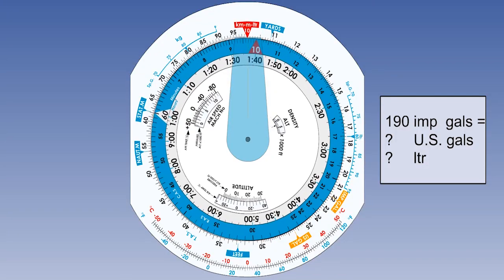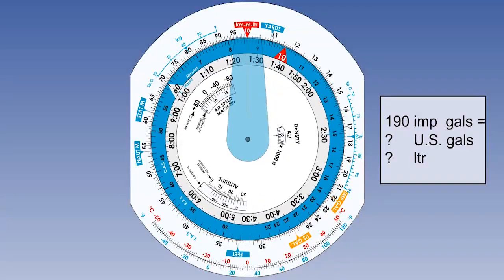Rotate the inner scale so that 19, representing 190 imperial gallons, is aligned with the imp-gal index on the outer scale.